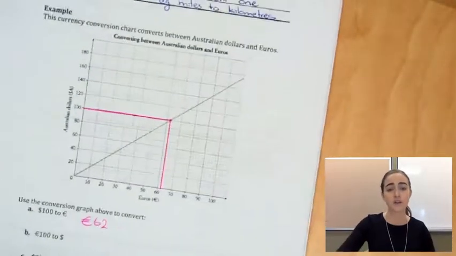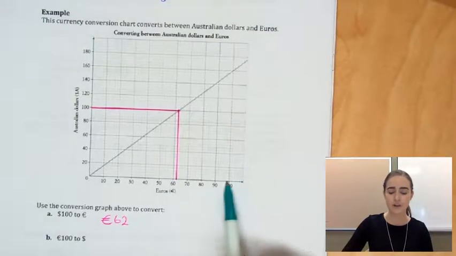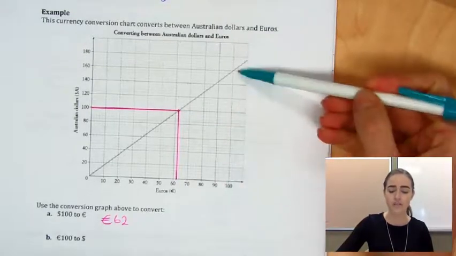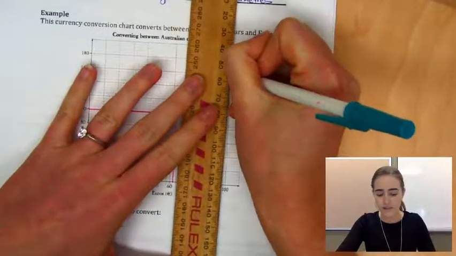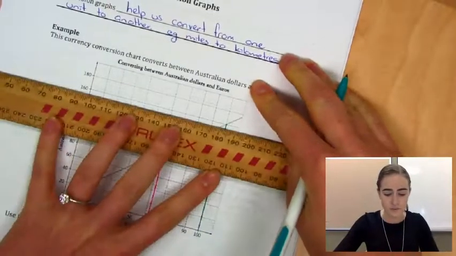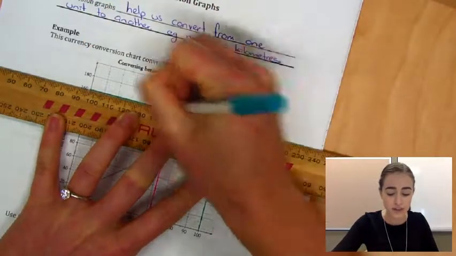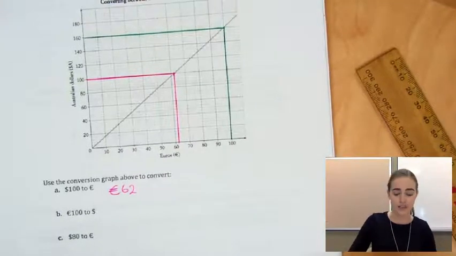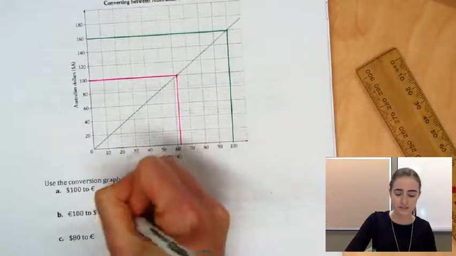Our next question, we're going to go the other way. It asks us to convert 100 euros into Australian dollars. So this time we're going to come across the euros axis to 100. Then we're going to draw a line straight up until we hit that line and then straight across. So like I said, you don't always have to draw these lines in, but it helps, especially if there aren't grid lines, it helps to draw them in. But it also shows you working it out. So in a test or something, you might still get part marks for it if you can show your working out there. So that comes out straight across to $160.